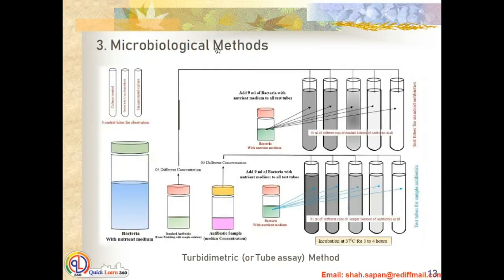The second example of a microbiological method of analysis is the turbidimetric method of analysis, or even called the tube assay method. In the tube assay method, we will take different test tubes. Like here in this diagram we have taken 6 test tubes, 1, 2, 3, 4, 5, 6, and we will add bacteria with a nutrient medium in each of these test tubes. So we have added the same bacteria in each of these 6 test tubes, and then we will add a standard antibiotic into each of these test tubes.